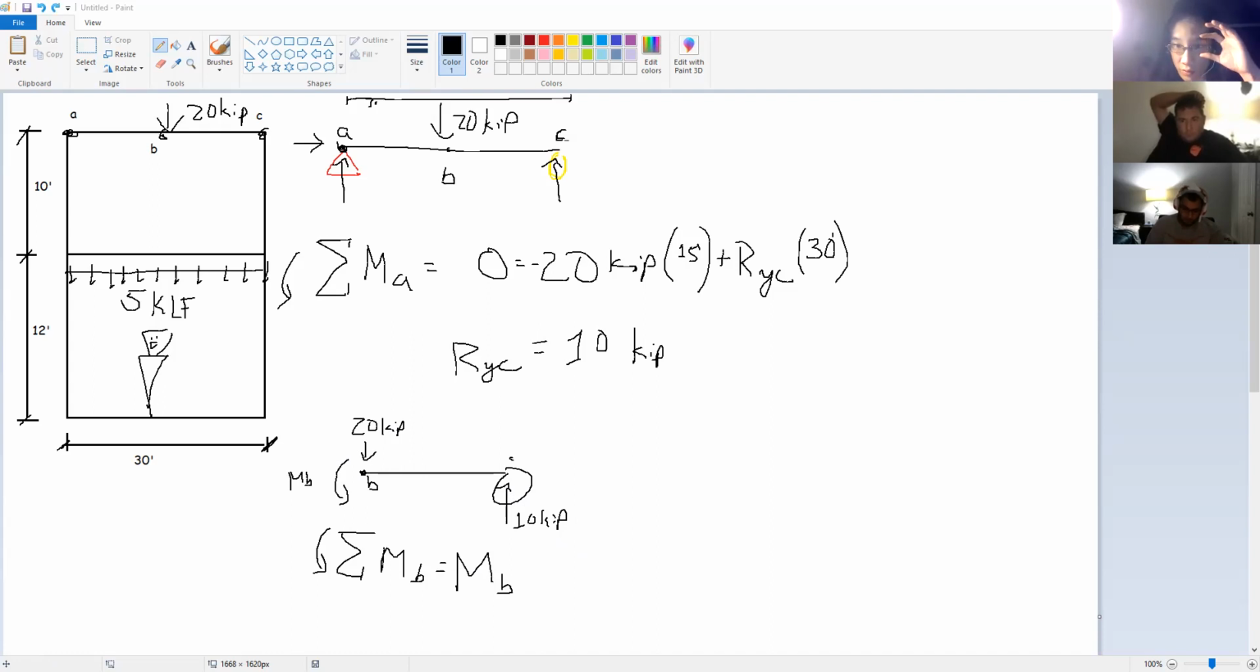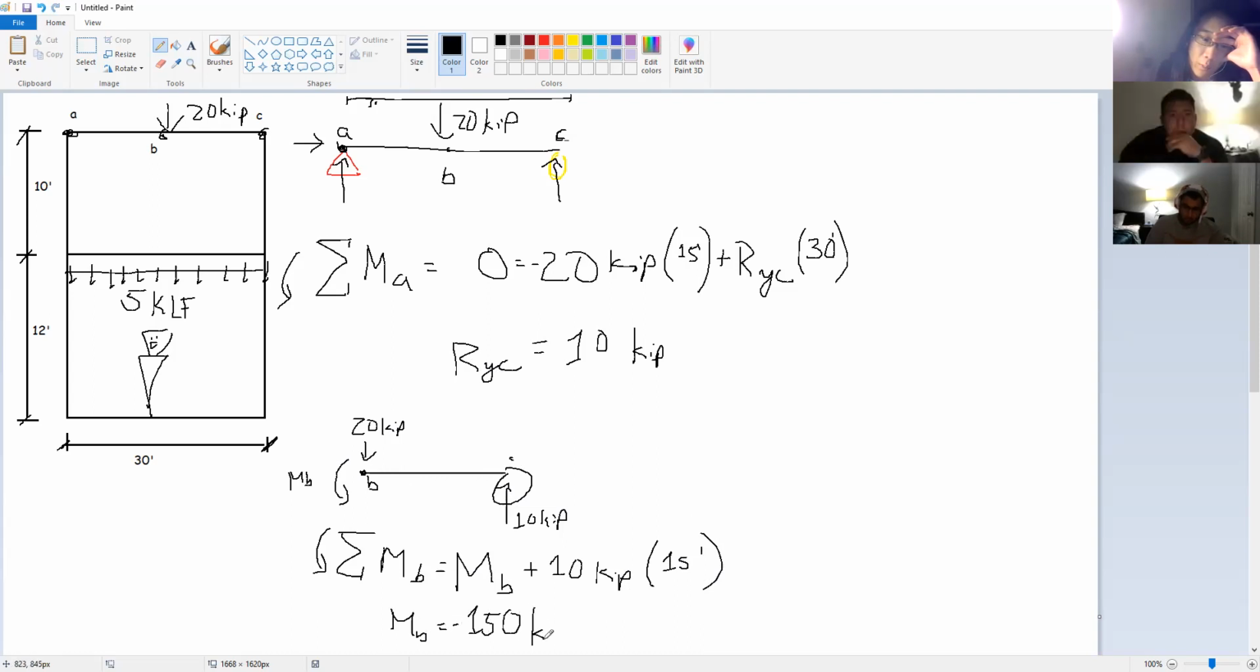Plus this 10 kips, it's going up. It's going to go counterclockwise. It's 15 feet away from B. MB is equal to minus 150 kip feet. So that's how much bending force is being taken right there, the bending moment at point B.